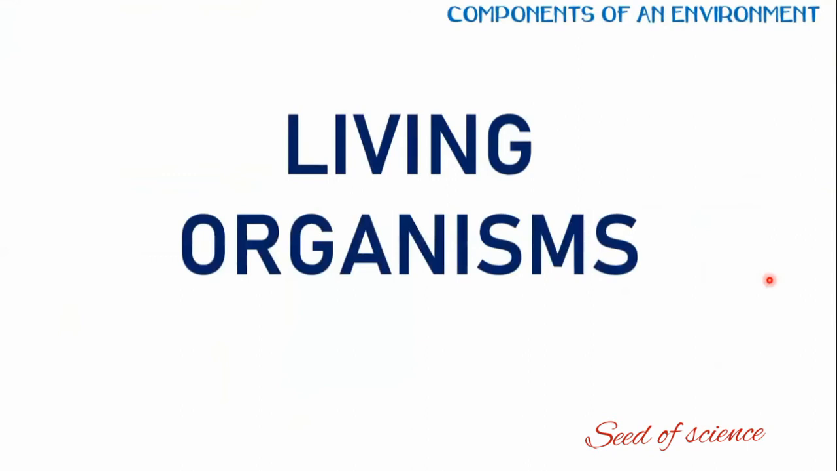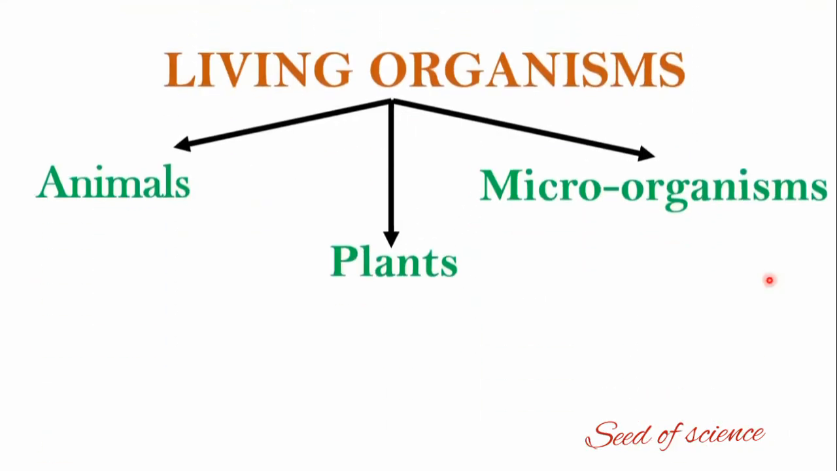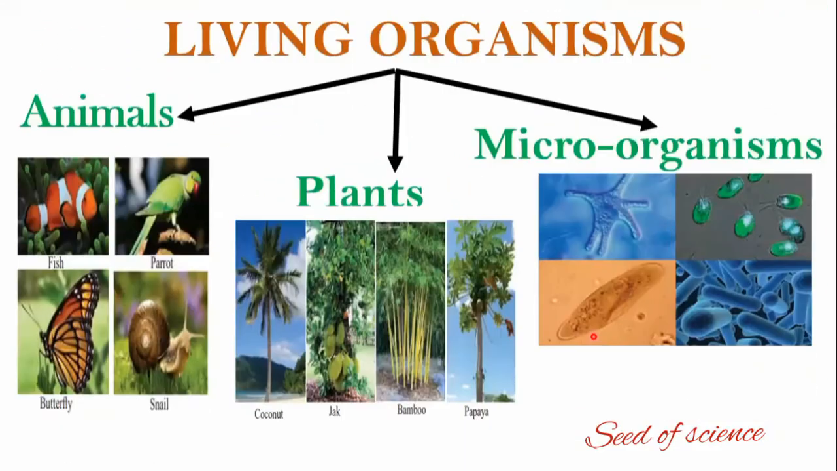We know living organisms can grow, and we divide the living organisms into mainly three groups: animals, plants, and microorganisms. You know examples for each of these, right? Animals can be parrot, snail, butterfly, fish, tiger, cat, dog. Plants can be coconut, jack, bamboo, papaya, mango, etc. And microorganisms can be amoeba, paramecium, chlamydomonas, bacteria, etc.